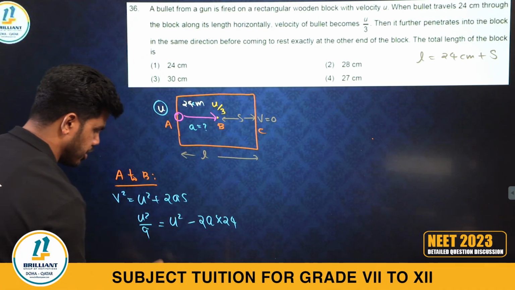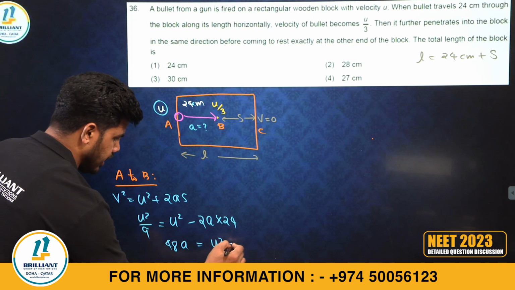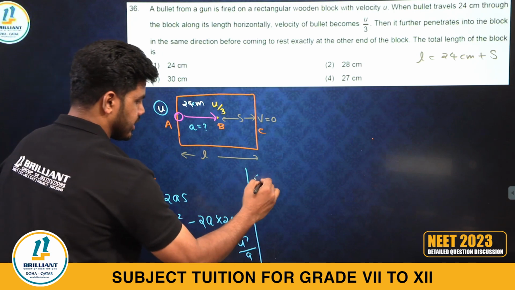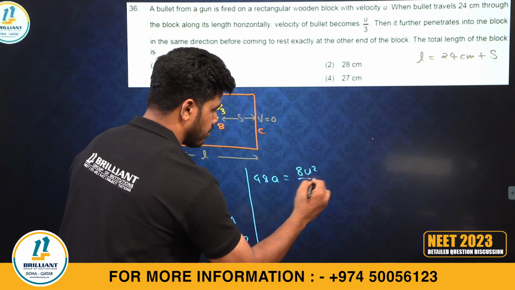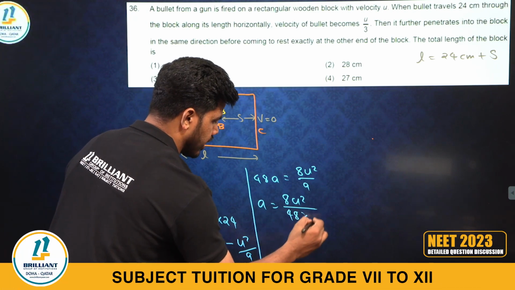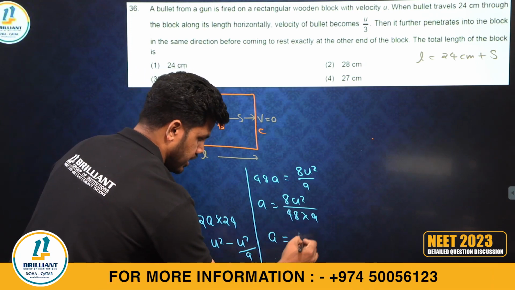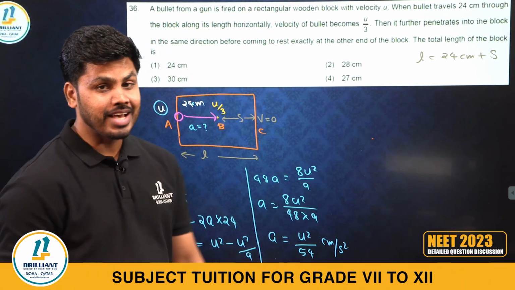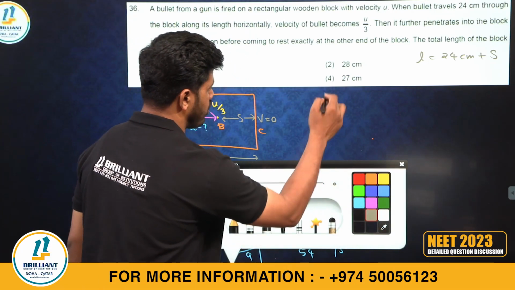2 into 24 is going to be 48A, right? Is equal to u square minus u square by 9. So we can simplify this further. What will you get? 48A is equal to 9u square minus u square is going to be 8u square by 9. So A is equal to 8u square by 48 into 9. 8 and 48 can be cancelled by 6. 6 into 9 becomes 54. So we can say u square by 54 centimeter per second square. We found out acceleration. So this is the retardation exerted by the block on the bullet.